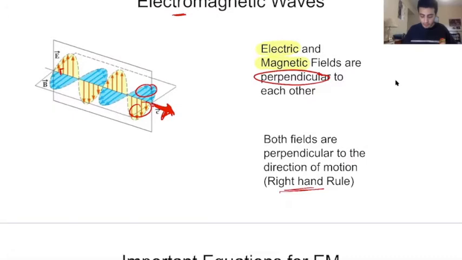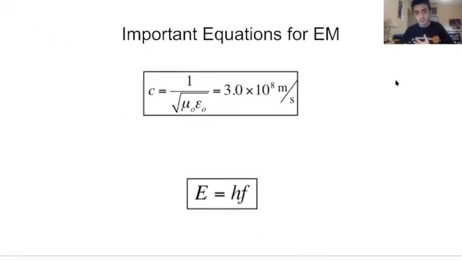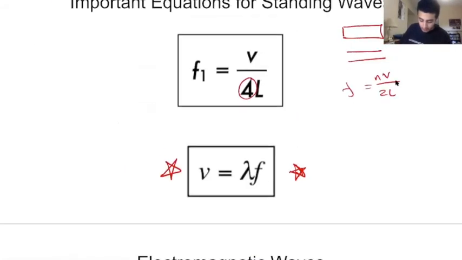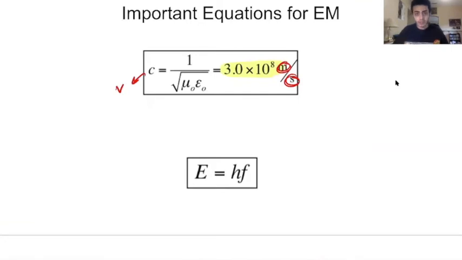Some important things to note for the equations regarding electromagnetic waves. The speed is always the speed of light, so definitely remember this: 3.0 times 10 to the 8th meters per second. So we're talking about velocity. It's important to note that because this has direction, it's not just a speed. When we use it with this equation, this is a vector. There is a direction in mind.